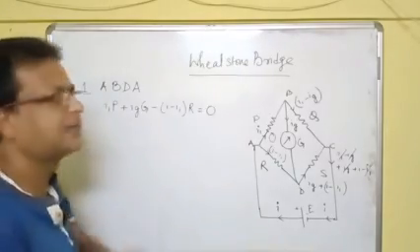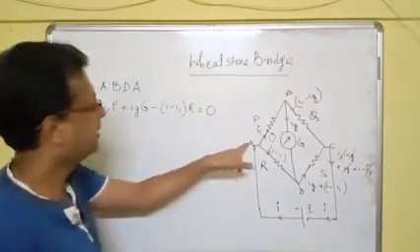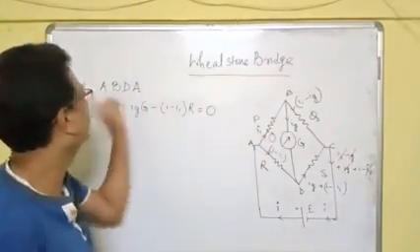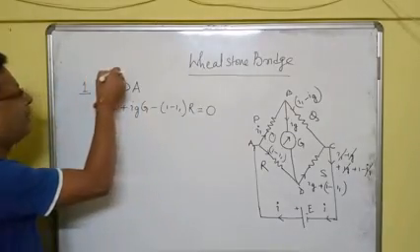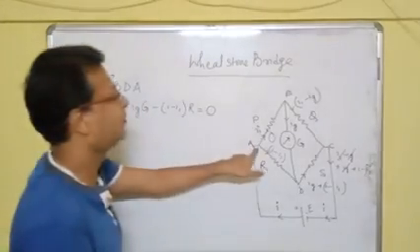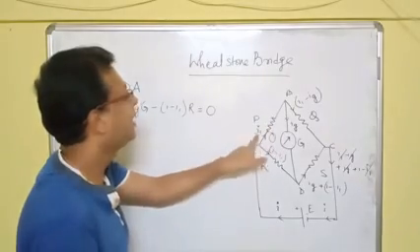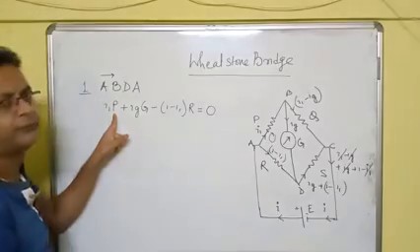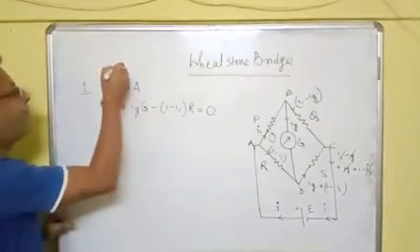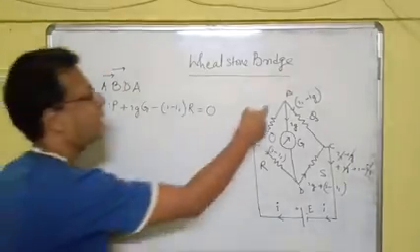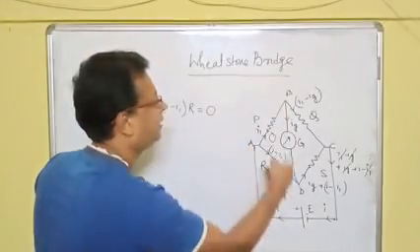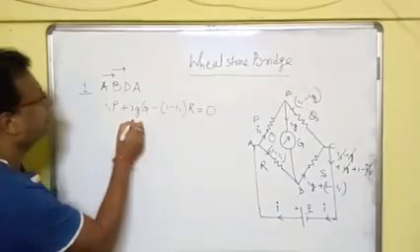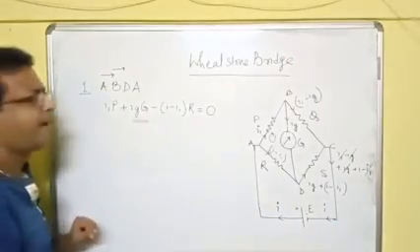Now let me explain this equation. Here you see that the current is moving from A to B, and so is the direction. First we have moved from A to B, and the current is also moving from A to B. So I1P, where P is the resistance here, is positive. Next we move from B to D, and the current is also moving from B to D. So IgG is taken as positive. This part is taken as positive.